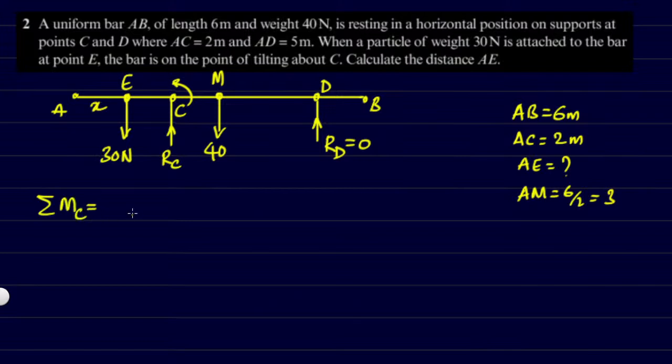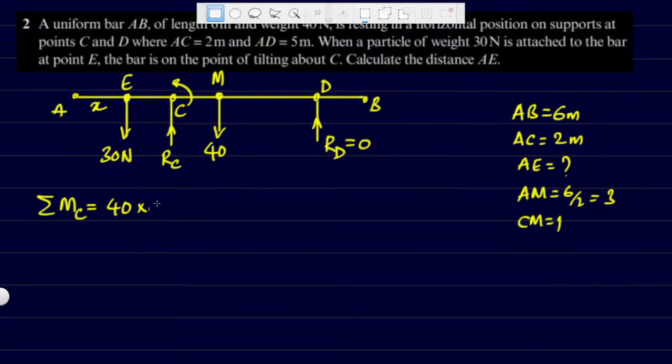Moment about C, if you take 40 newtons, distance CM. How much is CM? CM will be AM minus AC, no? Yes. That is 3 minus 2, that is 1. The CM value is 1. Let me put here CM value 1.